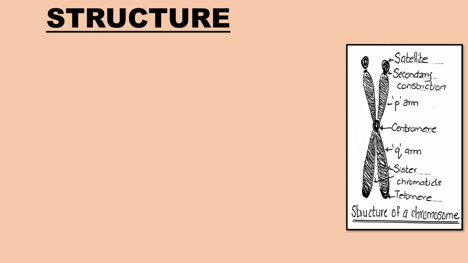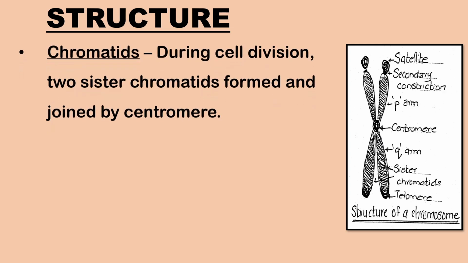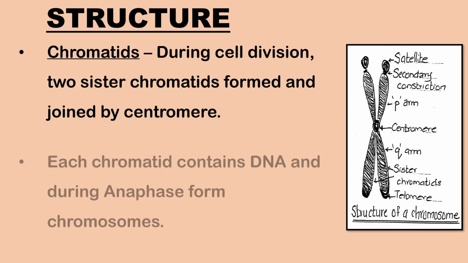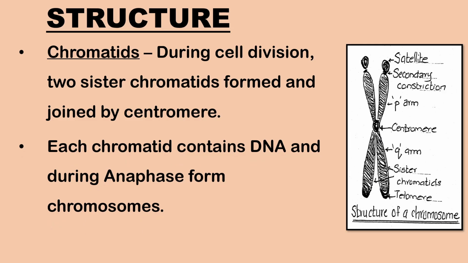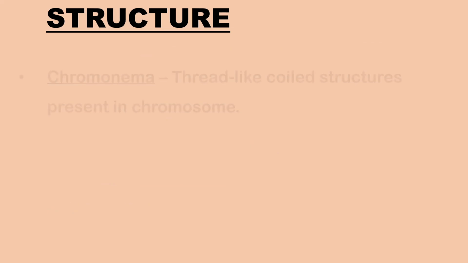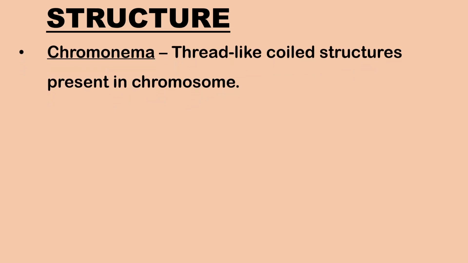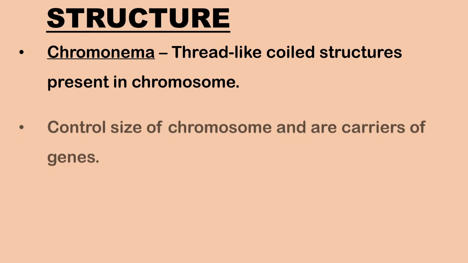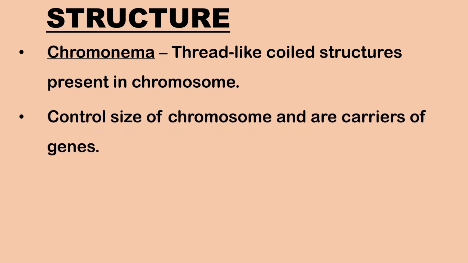Let us continue with the structure of chromosome. During cell division, each chromosome has two symmetrical structures called sister chromatids joined by centromere. Each chromatid contains DNA, and during anaphase, the chromatids get separated and form chromosomes. Chromonema are thread-like coiled filamentous structures present in the chromosome. They control the size of chromosome and are the carriers of genes.